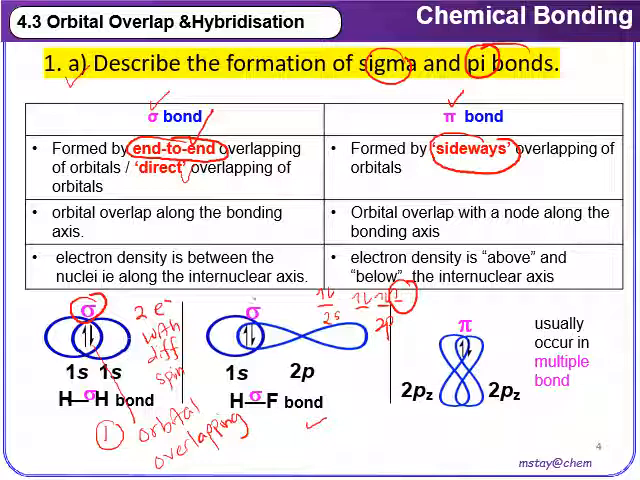While for the other one, you will notice that the 2p orbitals are overlapped side by side. In this case, we say that they overlap sideways, and still the same, there are 2 electrons with different spin. But because of the different way of overlapping, the bond is considered a pi bond. And pi bond always occurs in multiple bonds.